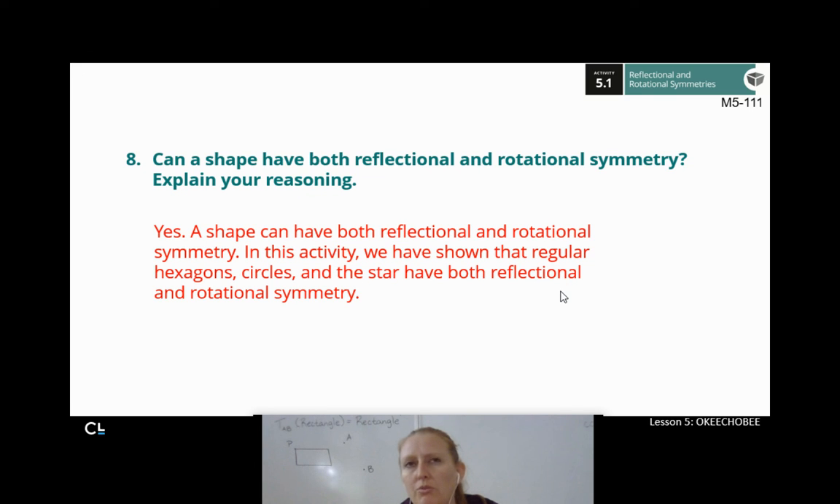So we've talked about reflectional symmetry. We've talked about rotational symmetry. Can a shape have both? Explain your thoughts. Hit pause. Write it down. Hit play when you're ready to check your work.